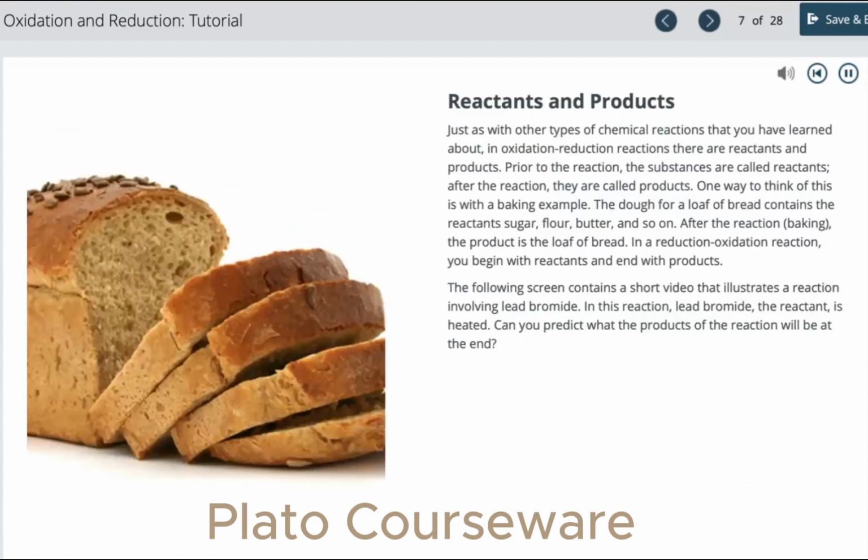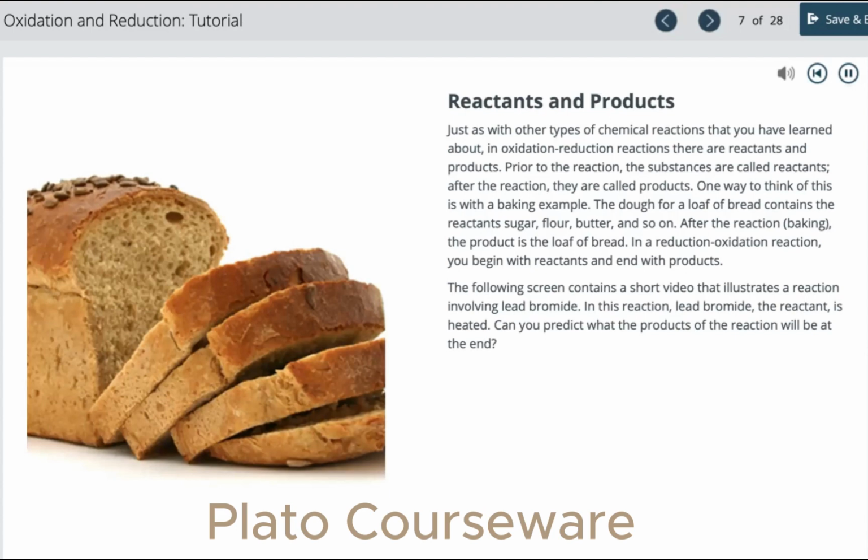Reactants and products. Just as with other types of chemical reactions that you have learned about, in oxidation-reduction reactions, there are reactants and products. Prior to the reaction, the substances are called reactants. After the reaction, they are called products. One way to think of this is with a baking example. The dough for a loaf of bread contains the reactants sugar, flour, butter, and so on. After the reaction, baking, the product is the loaf of bread.